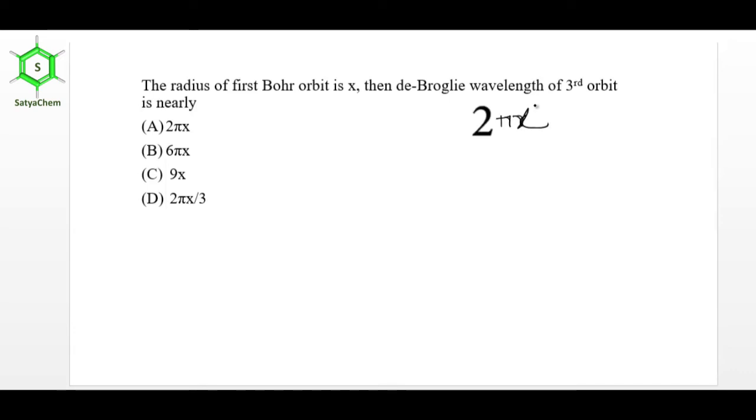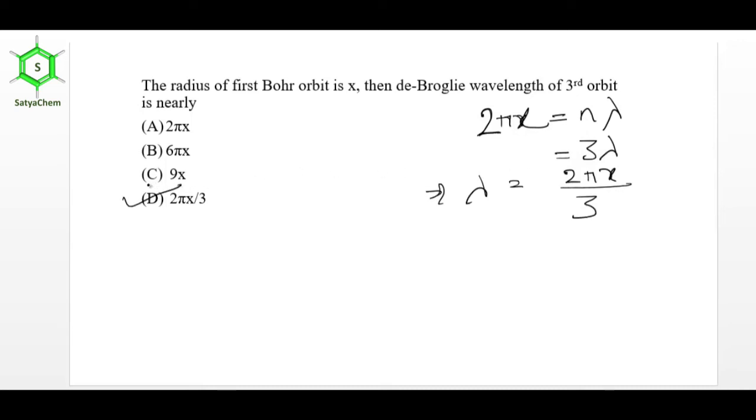And according to de Broglie theory, an electron can also have wave property. Waves should be in phase, so this 2 pi x should be equal to n lambda. Here n equals 3, because you have to calculate the de Broglie wavelength of the third Bohr orbit, so lambda becomes 2 pi x by 3. So the correct option is D.